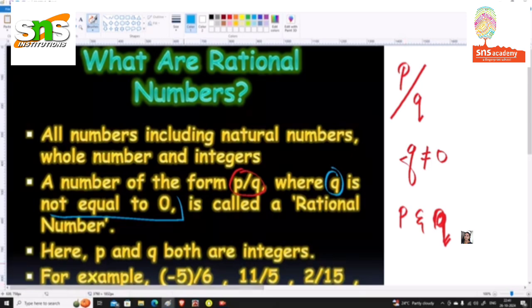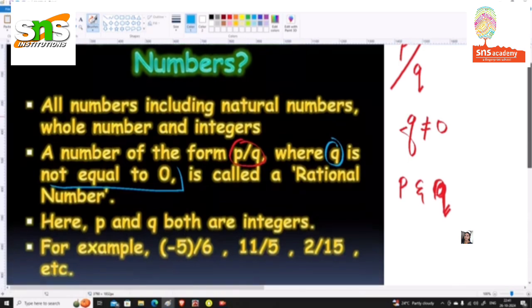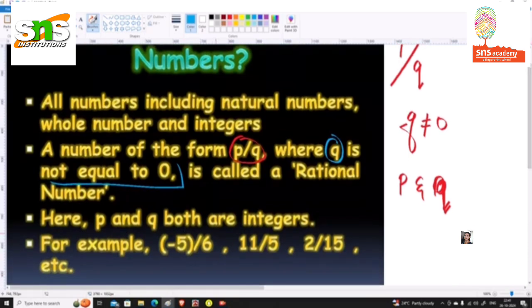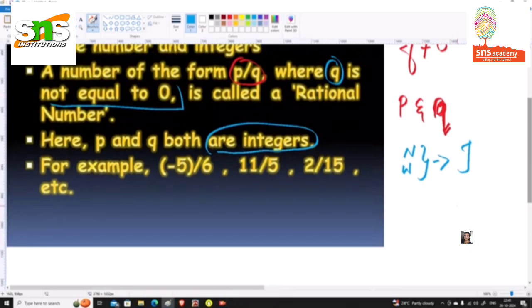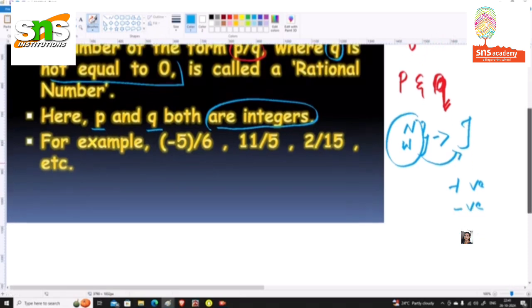So, we are checking whether it is in the lowest term or not, and whether the denominator is equal to 0 or not. And then P and Q both are integers. Why didn't they mention natural number or whole number? All natural numbers and whole numbers will be included in the integers. Integers include negative and positive numbers, but natural numbers and whole numbers can be considered as integers. That's why here they have given P and Q both are integers.